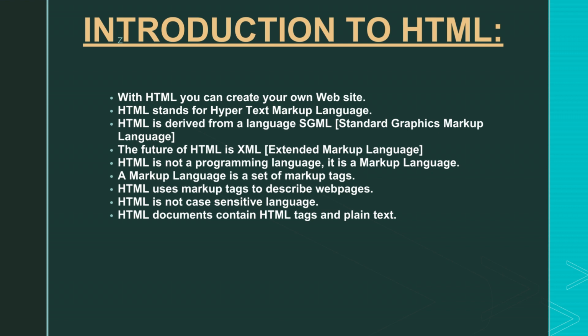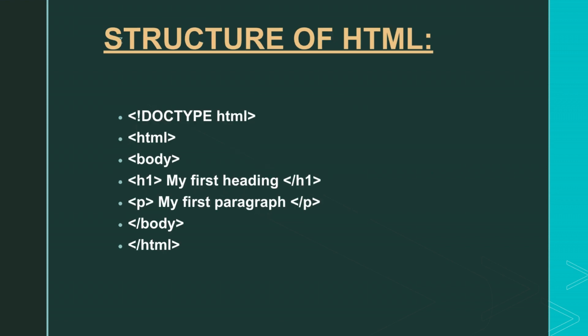Next, we can see the structure of HTML, that is the doctype HTML. This is how we can write the HTML code. Here we can see that the doctype declaration defines that the document is an HTML document. The HTML element is the root element of an HTML page. Then there is head, body, and h1, that is a heading. The head element contains meta information about the HTML page. Then we have the title element, which specifies the title of the HTML page.